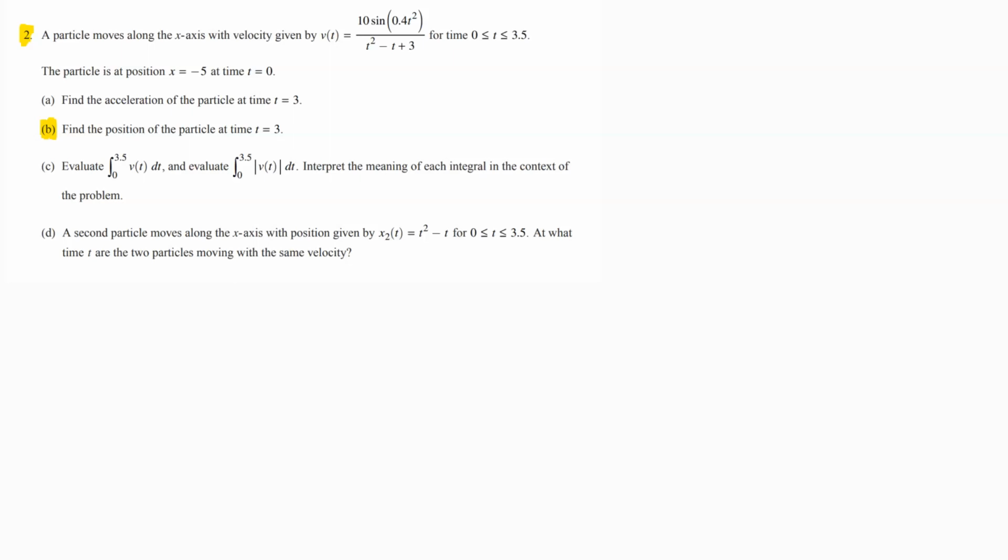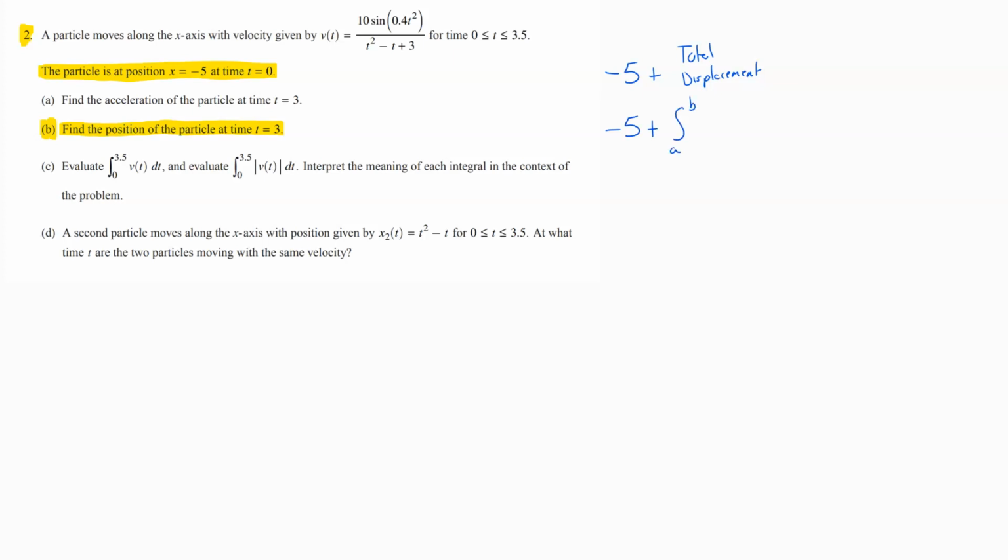Alright, so part B wants us to find the position of this particle at time t equals 3. When we look back at the original information they give us, they told us that the position of this function at t equals 0, so the initial position, is -5. And what we want to add to that is the total displacement. So from there, how much did we move forward and backward, and where did we end up moving from that -5? To find total displacement is your standard definite integral.